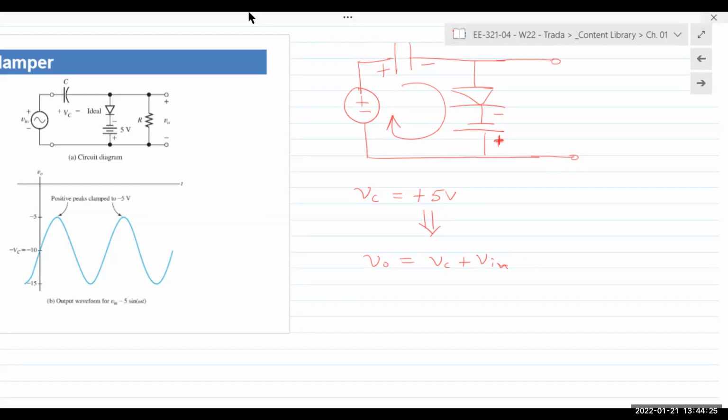So the incoming waveform is AC. The frequency is going to be very, very high. So since the frequency is high, the capacitor cannot discharge as quickly. And that's the key to that operation. All right.